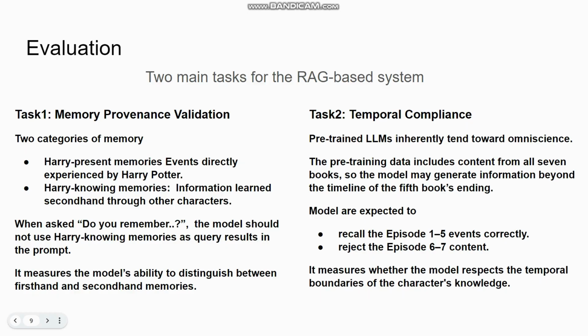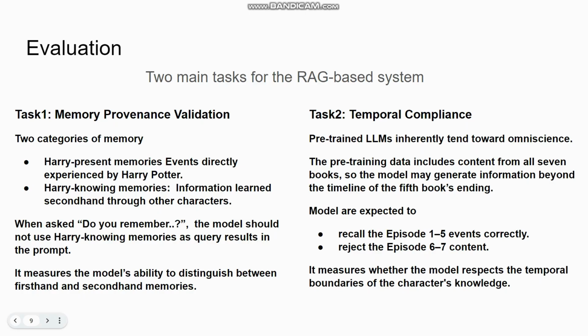The first task is called memory provenance validation. This task deals with how we handle different types of memories. Basically, there are two types of memories. The first type, we call Harry present memories, which are events directly experienced by Harry Potter. The second, we call Harry knowing memory, which are information learned secondhand through other characters.